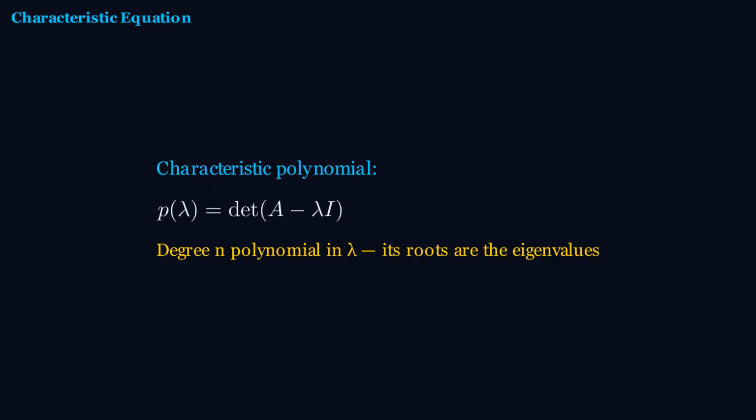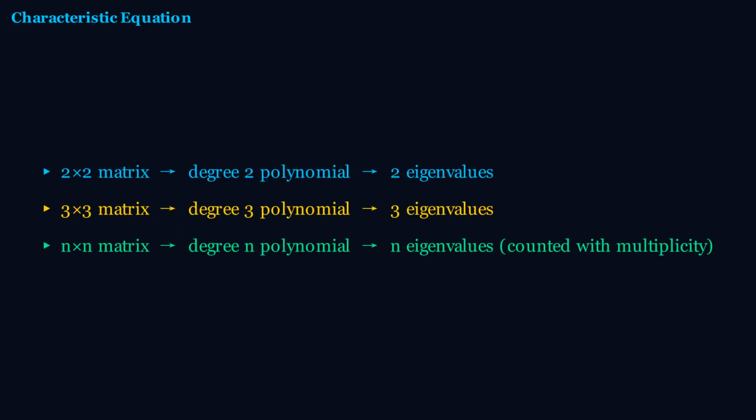The expression det of A minus lambda I, when expanded, is a polynomial of degree n in lambda. We call it the characteristic polynomial of A. The characteristic polynomial has degree n for an n by n matrix. By the fundamental theorem of algebra, it has exactly n roots counted with multiplicity. These roots are the eigenvalues. For a 2 by 2 matrix, we get a degree 2 polynomial with at most 2 eigenvalues. Finding eigenvalues means factoring this polynomial and reading off the roots.